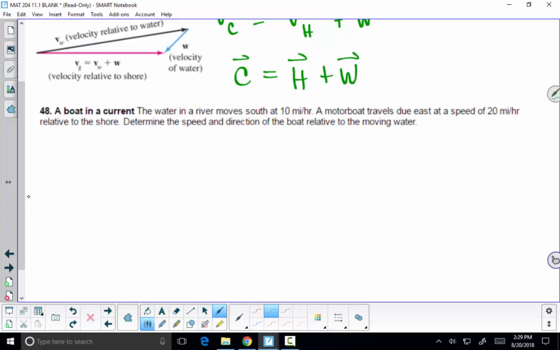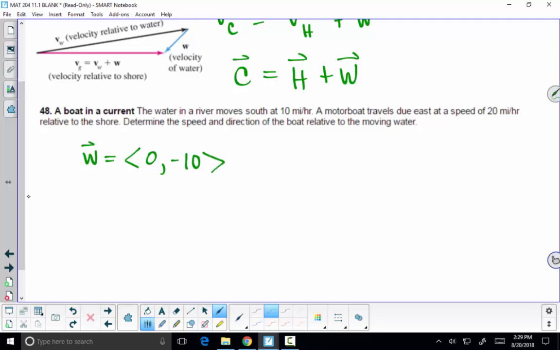Water in a river moves south at 10 miles per hour. So let's write that as a vector. This is the current. We're thinking about this as the W, or the water. So water is going to go south. That means there's no x component, and we have a y component of -10 if we wanted to write this as a vector. So 0, -10. That would be our water.